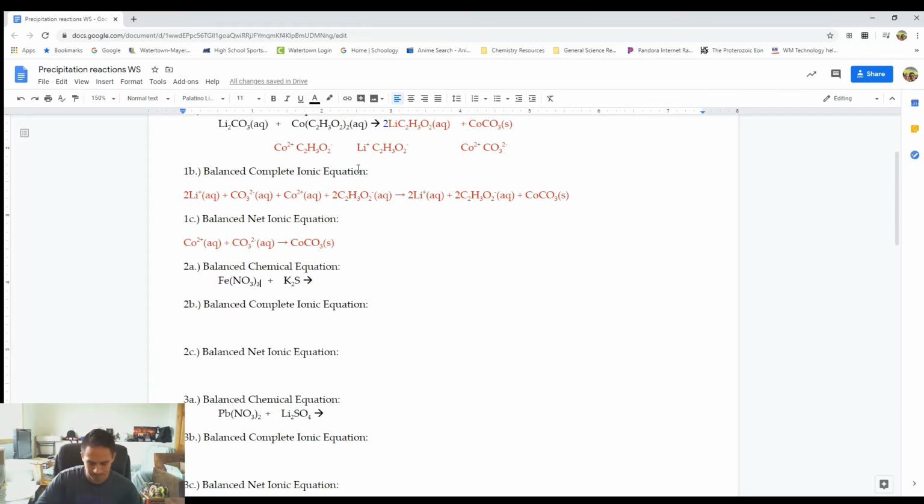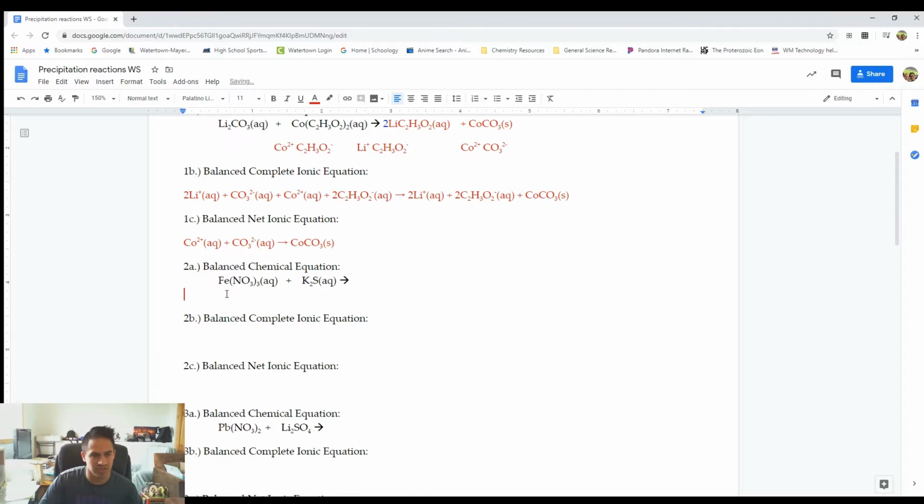This is going to be aqueous. This is going to be aqueous. All right, so again, another double replacement reaction. So let's write out our products. We have iron 3. Okay, this is going to be iron, and iron can make +2 or +3 ions. So I guess technically we don't know what it is.